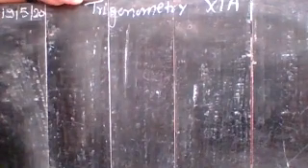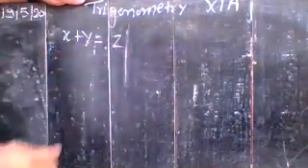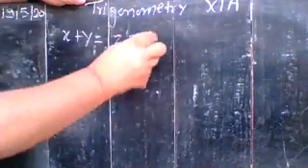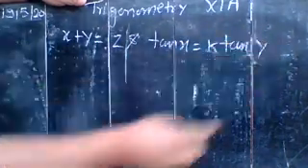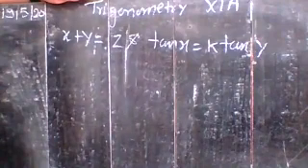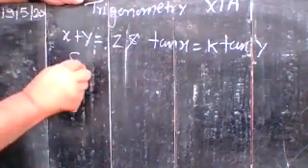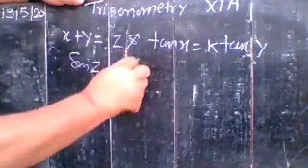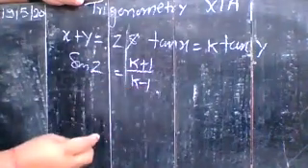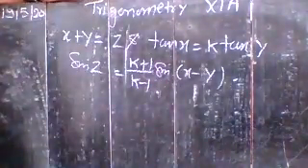Let me speak some questions. Note it. If x plus y is equal to z and tan x is equal to k times tan y, prove that sin z is equal to (k plus 1) upon (k minus 1) times sin(x minus y). You have to prove this result.